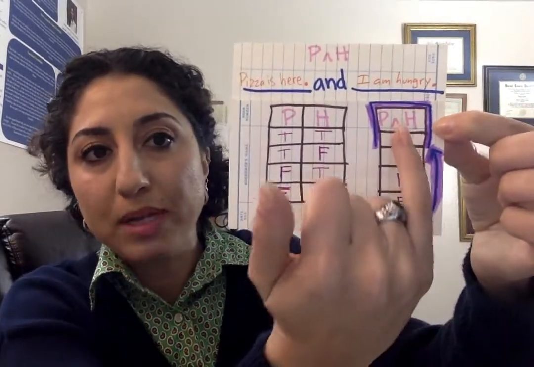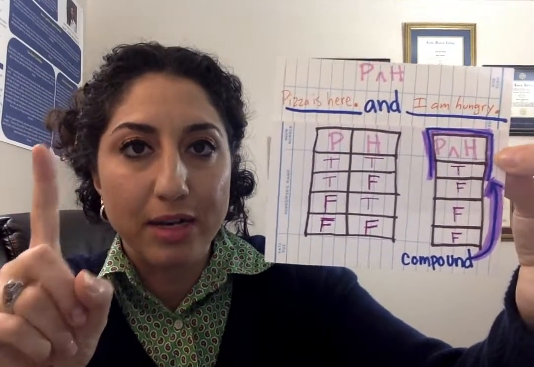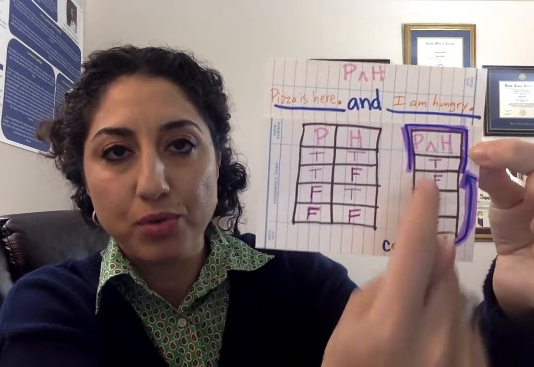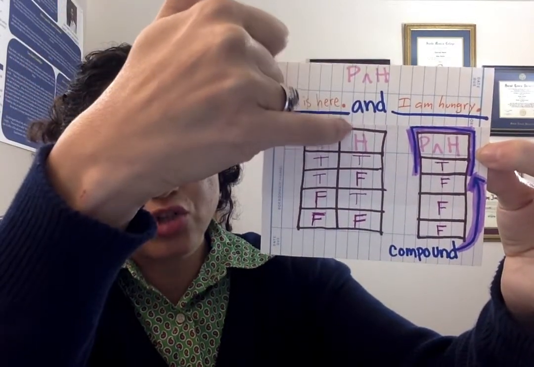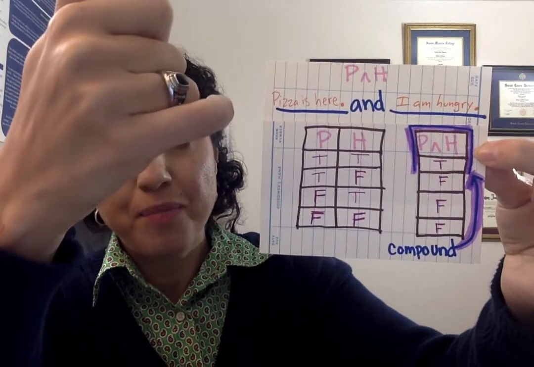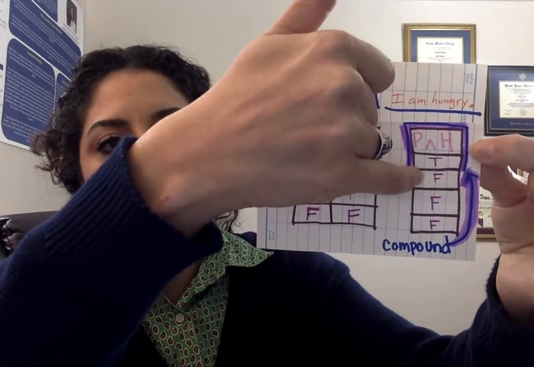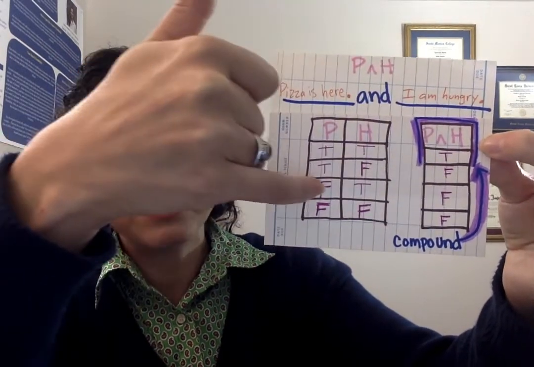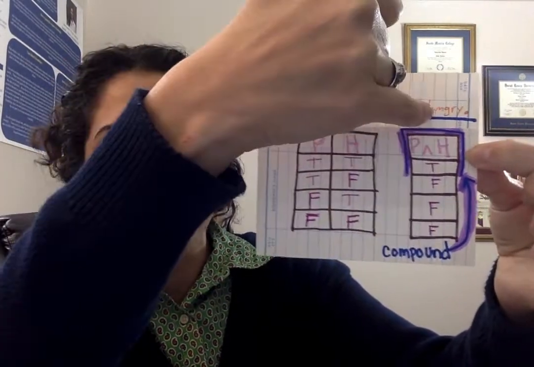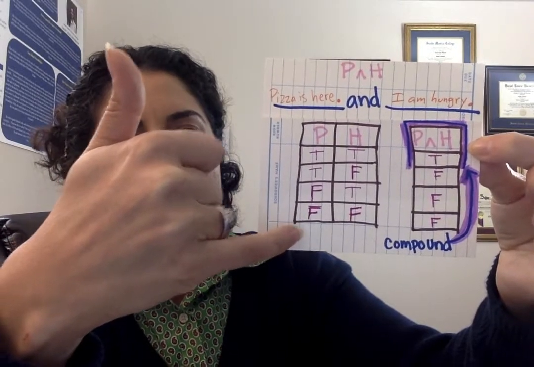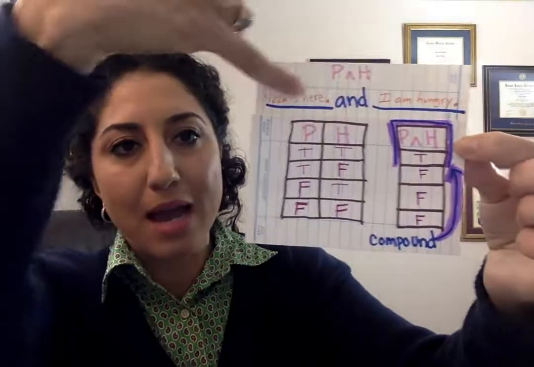Because that logical operation and is telling us to put these 2 together. There's only one scenario where P and H is true. And that's the scenario where P is true, pizza is here, and H is true, I am hungry. If it's not true that H, if it's not true that I am hungry, then it's not true that I am hungry and pizza is here. If it's not true that pizza is here, then it's not true that pizza is here and I am hungry. If it's not true that pizza is here, if it's not true that I am hungry, then it's not true that pizza is here and I am hungry.